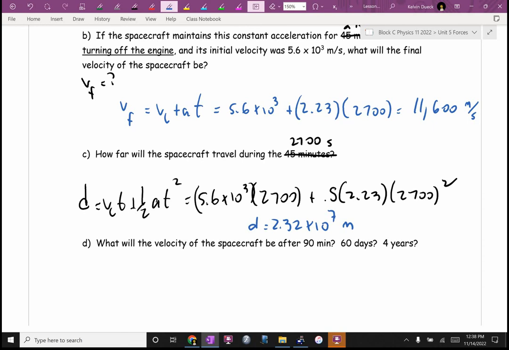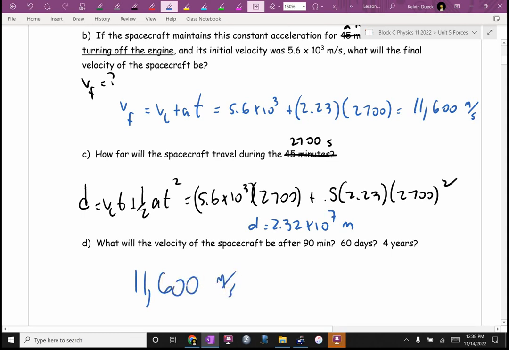How do Newton's laws work, my angel? If we shut off the engine, what's going to happen? Newton's first is going to kick in, and in outer space especially, we're not going to come to a stop. What's our velocity? We did shut off the engine. I made sure I underlined that in part B. What will our velocity be after 90 minutes or 60 days or 4 years? As a number exactly, more specific.